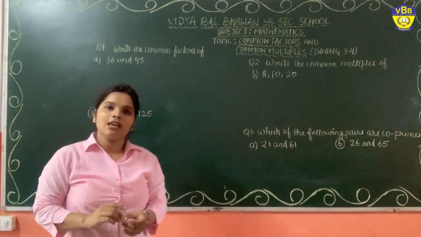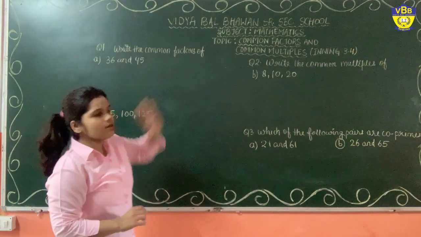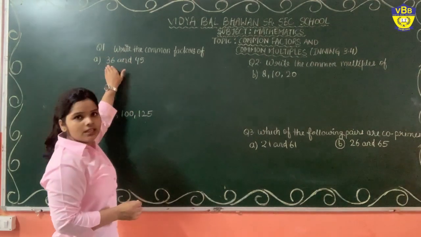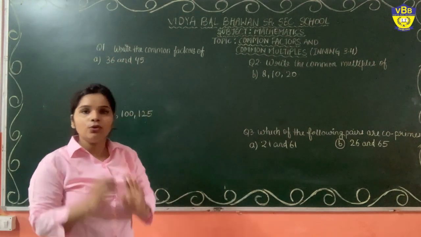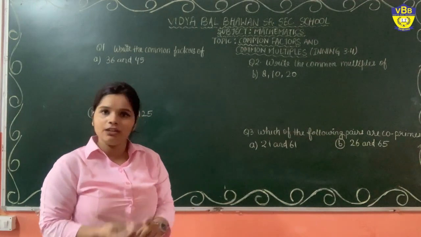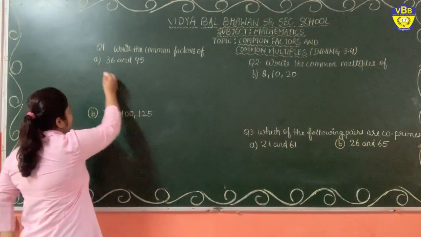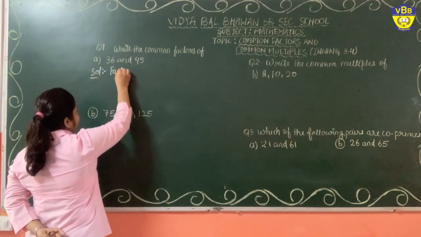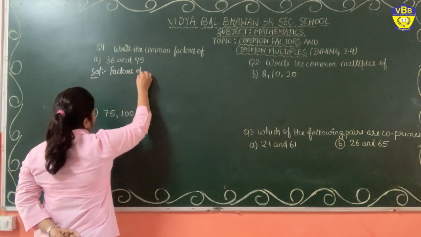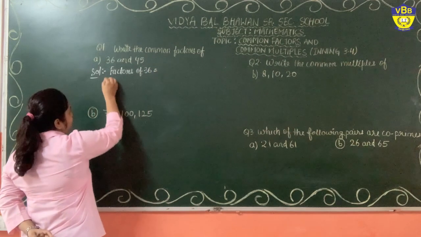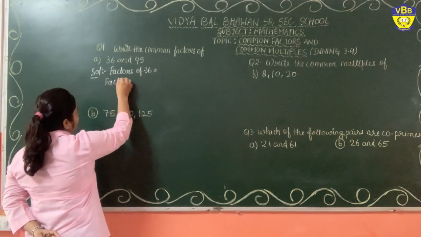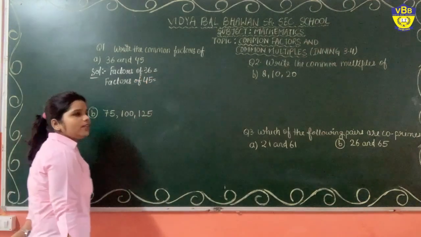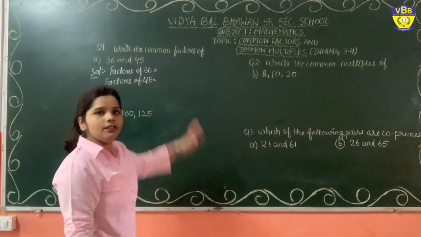So now let's discuss some exercise questions of the same concept, same topic. Question number 1, write the common factors of 36 and 45. Now you know very well how to list the factors of a given number. So start listing the factors of these numbers. Write it down like factors of 36 are, and then you need to write the factors of 45. And then we will find the factors which are common in both the numbers.